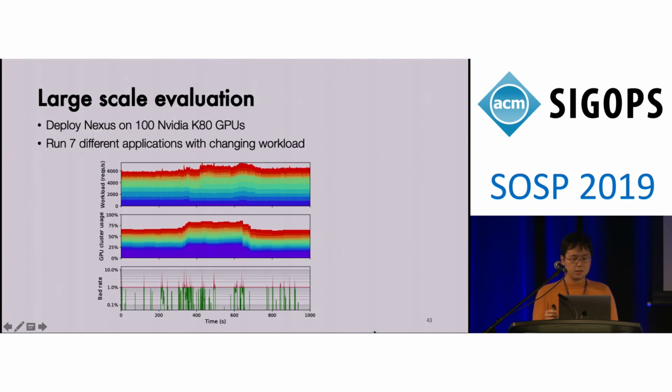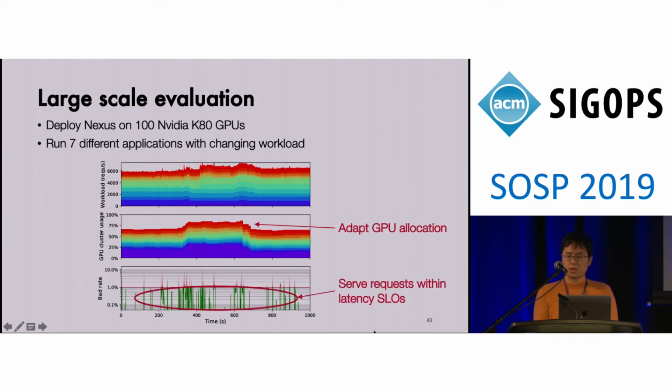And last, we evaluate Nexus at large scale on 100 GPUs and run 7 different applications with changing workload. We can see Nexus can adapt the GPU allocations based on the current workload, and we can serve requests mostly within the latency SLOs.